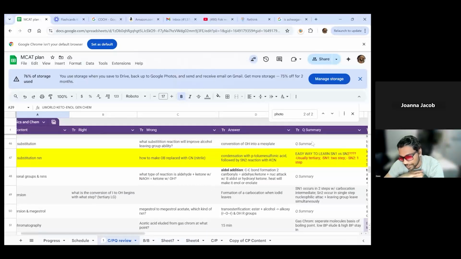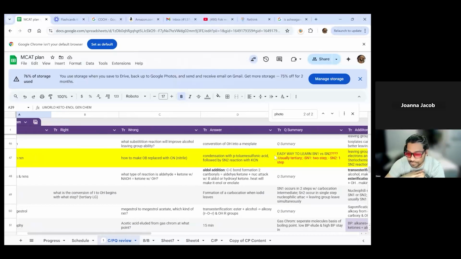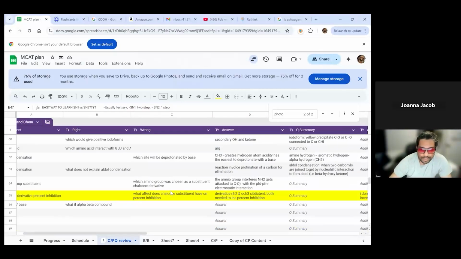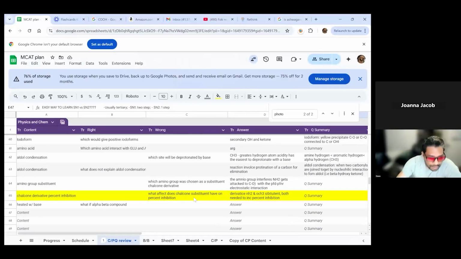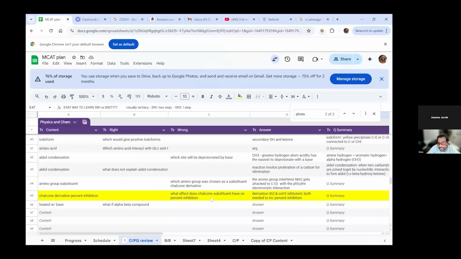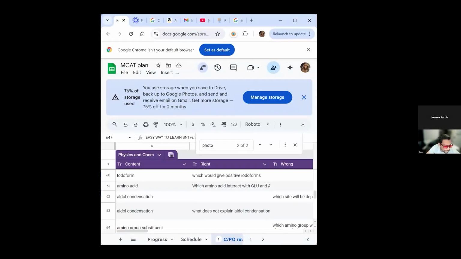Okay, great. I was trying to figure out the easiest way to identify what is SN1, SN2. And I was like, it's usually tertiary, two-step. I answered that question myself. This one I have highlighted. We talked about chalcone substituents and percent inhibition. So let me just make sure that I got this. Stop sharing. Hold on.